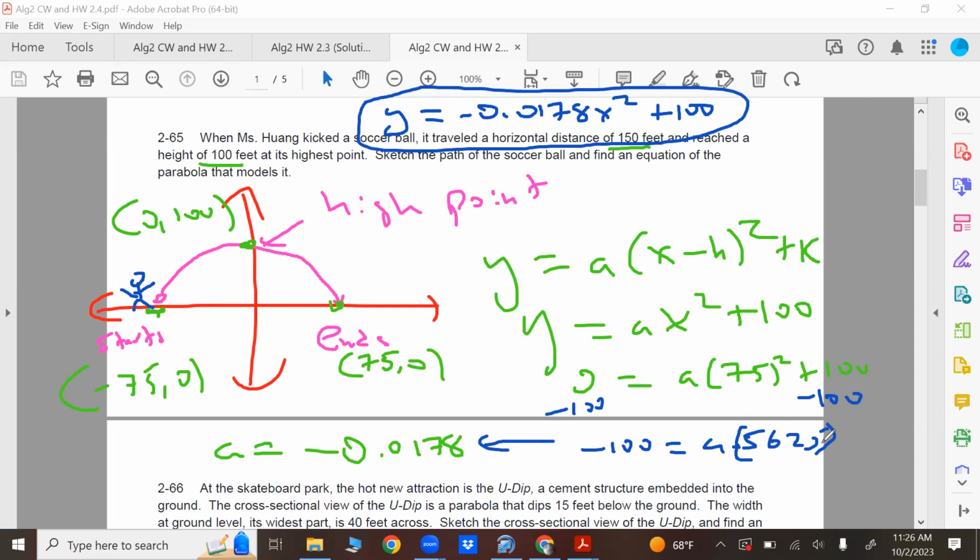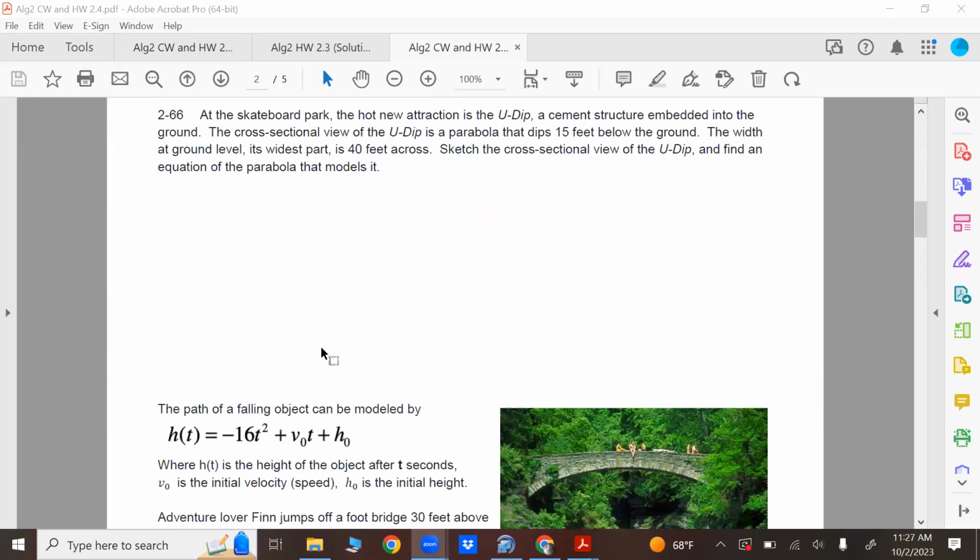All right, let's move on to page 2. Page 2, here we go. Okay, at the skateboard park, the hot new attraction is a U-dip, a cement structure embedded in the ground. So you guys know how skate parks work, right? I mean, there's one by Burgess Park, Menlo Park. The cross-sectional view of the U-dip is a parabola that dips 15 feet below the ground. The width at the ground level is its widest part. It's 40 feet across. Sketch a cross-section view of the U-dip and find the equation of the parabola that models it.